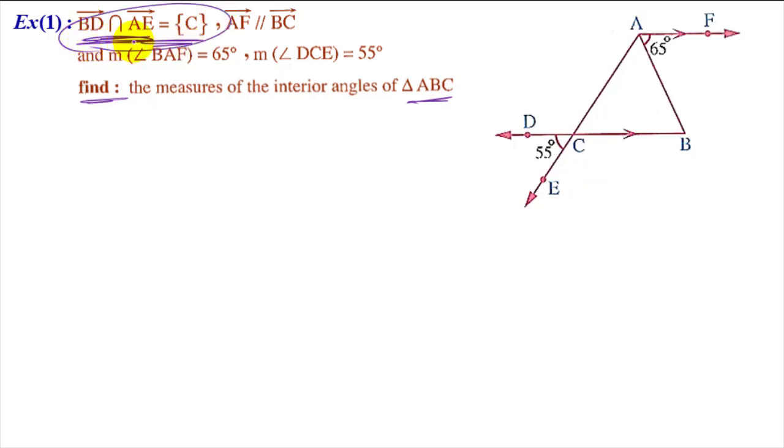Since BD intersects with EE at point C, we take that if two straight lines intersect, then the measure of each two vertical opposite angles are equal in measure. Each two opposite angles are equal in measure. If this angle equals 55, therefore the opposite angle also equals 55. Then the measure of angle DCE equals the measure of angle ECB equals 55 degrees.